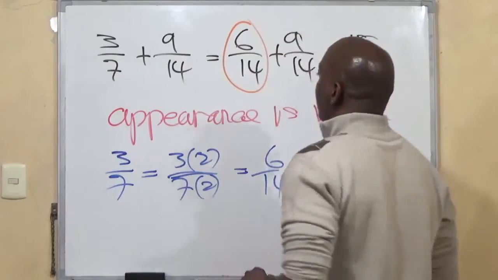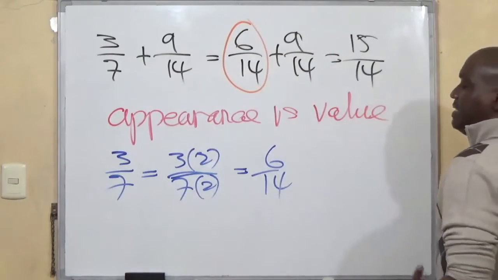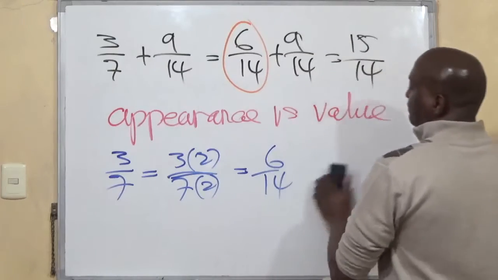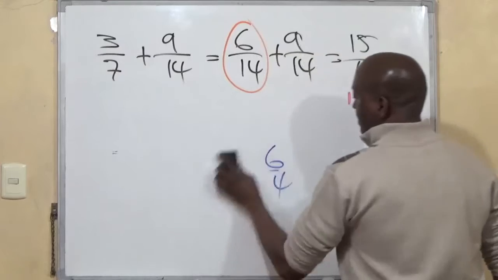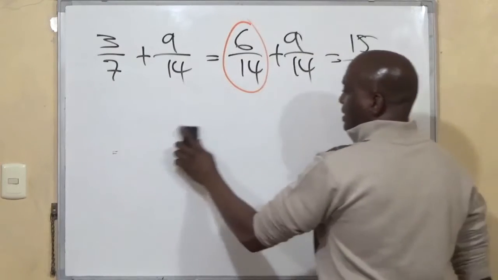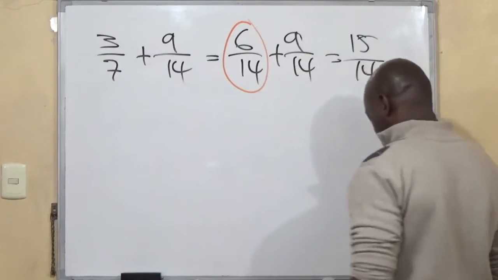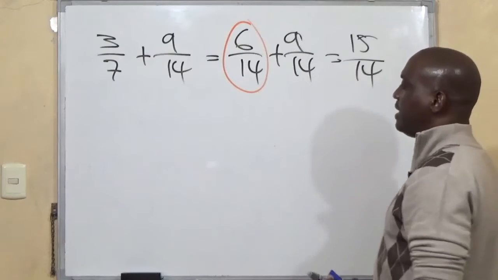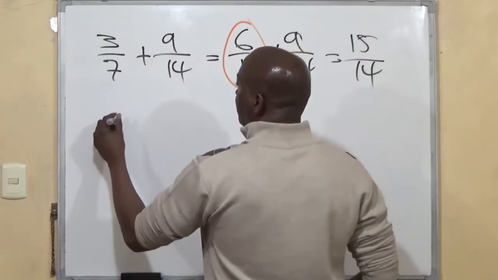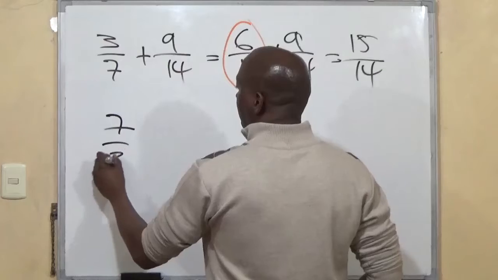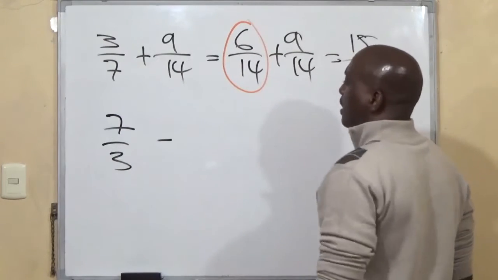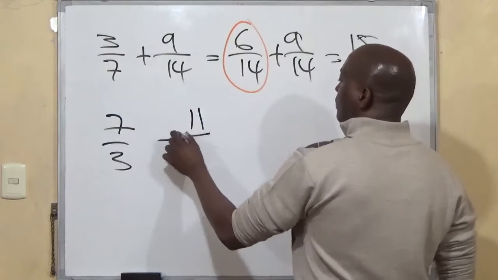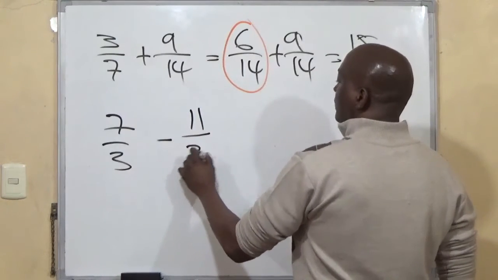Yeah, all right? So the same thing could happen if we subtract. So let me take the other fractions we had. What were the other fractions? We had 3 over 7 and we had 7 over 3. Right. So let us say that we have 7 over 3 and we're saying 7 over 3 minus 11 over 21.